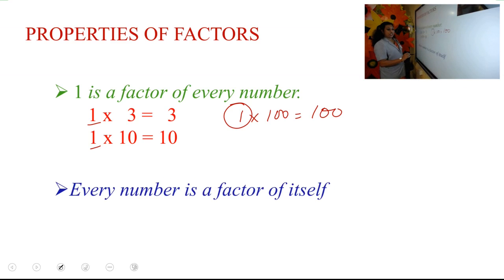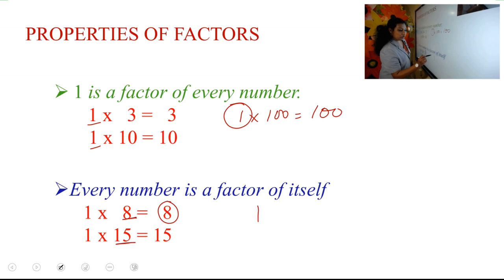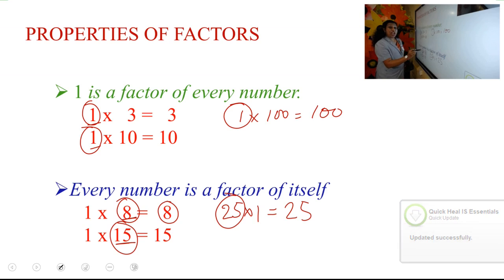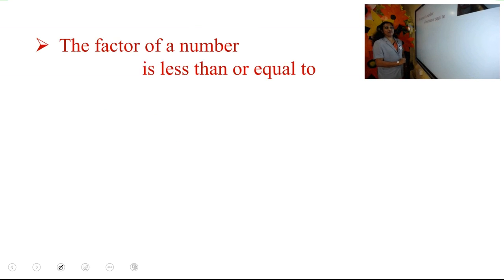Again, every number is a factor of itself. That is, when you multiply this number, 8 into 1, 8. 15 into 1, 15. 25 into 1, you will get the answer 25. So, every number is a factor of itself. First property was 1 is a factor of every number, and second property, every number is a factor of itself. Next property, the factor of a number is less than or equal to the number itself.